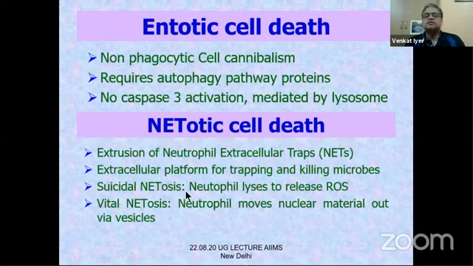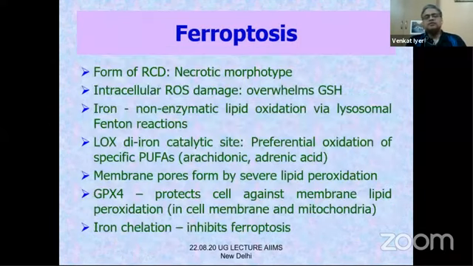One is suicidal netosis, where the neutrophil lyses. One is vital netosis. The neutrophil slowly moves nuclear material out via vesicles until all the nuclear material is gone, and then the cell itself dies. So that is called netotic cell death. There is one type of newly described cell death called ferroptosis.